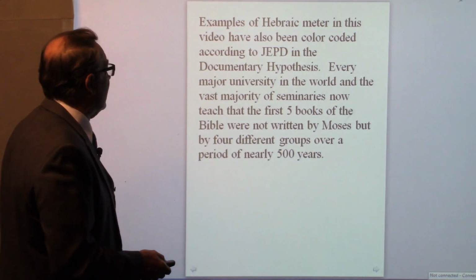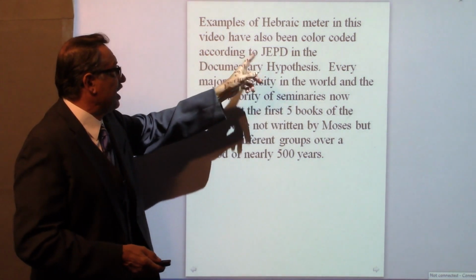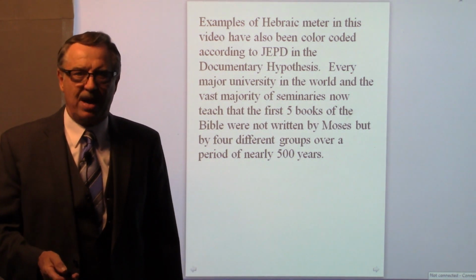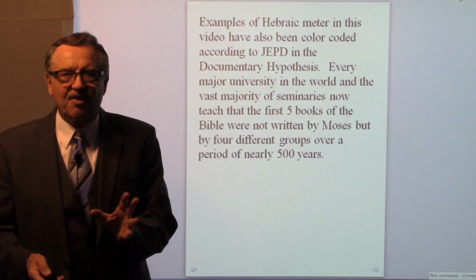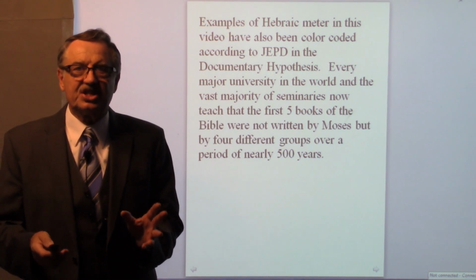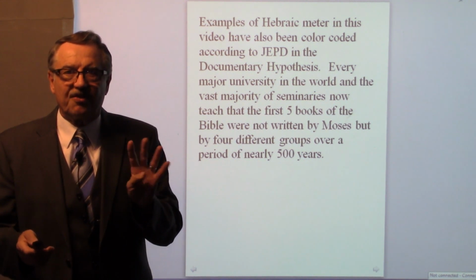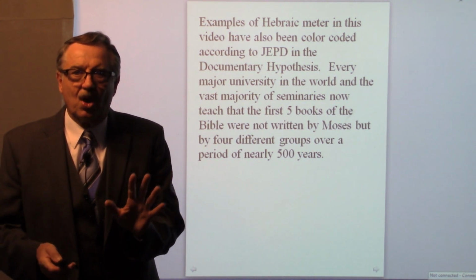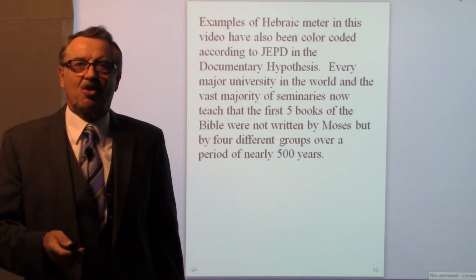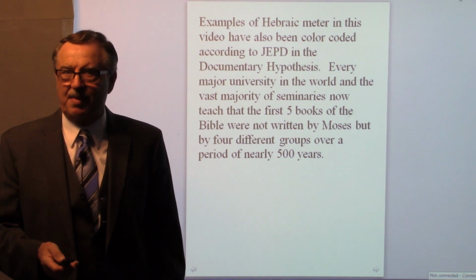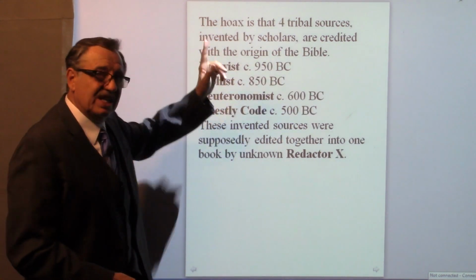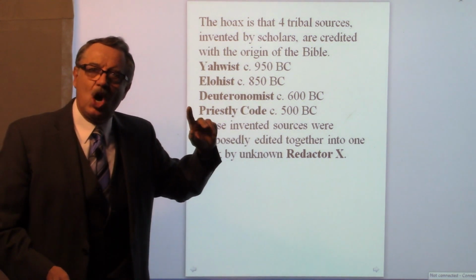Examples of a Hebraic meter in this video have also been color-coded according to the JEPD documentary hypothesis. Let me explain that. Every major university in the world right now and most seminaries teach that the first 5 books of the Bible were written not by Moses, but by 4 different groups of writers over a period of about 500 years. And they call this JEPD, and it's a hoax.